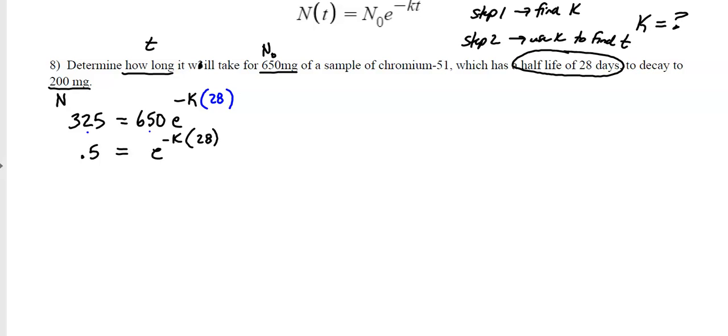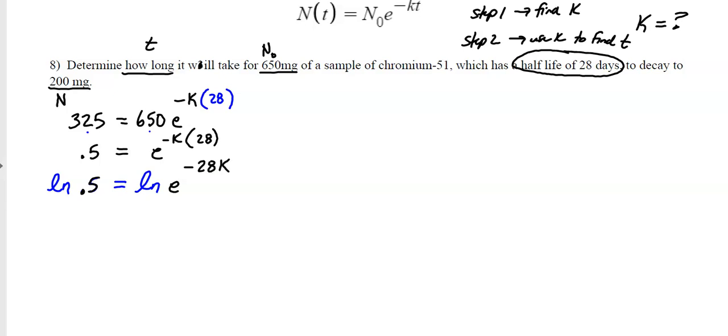Now I'm trying to solve this, and I need to get rid of that e. So to get rid of the e, I take the natural log of both sides. Maybe I could put this in black just to show you. The blue is what I'm doing new. If I take the natural log of both sides, and I'm just going to call this negative 28K, I'm going to multiply those together.